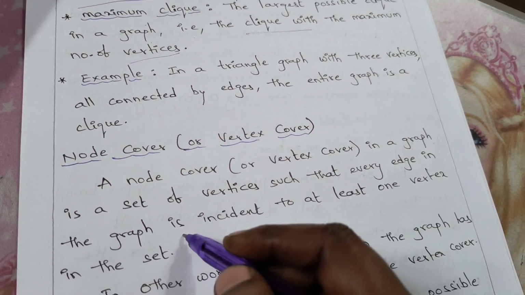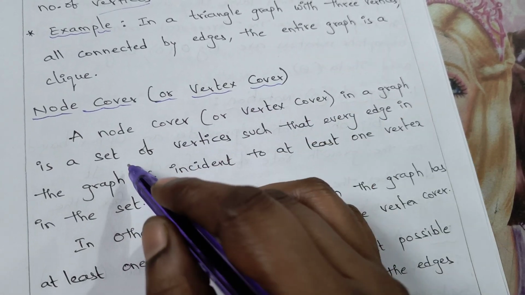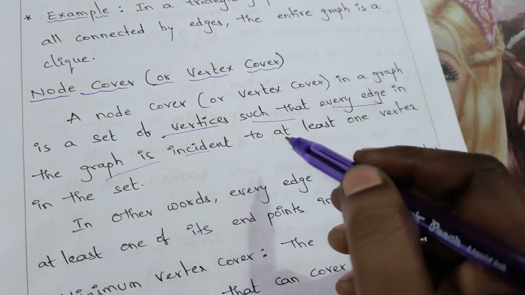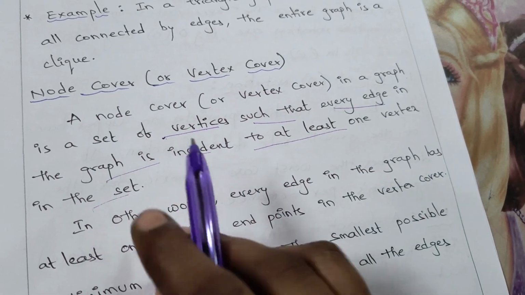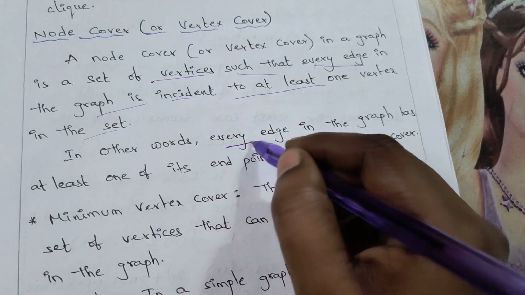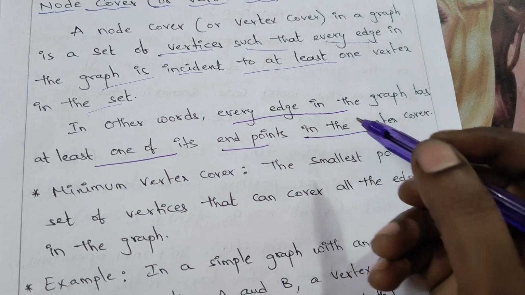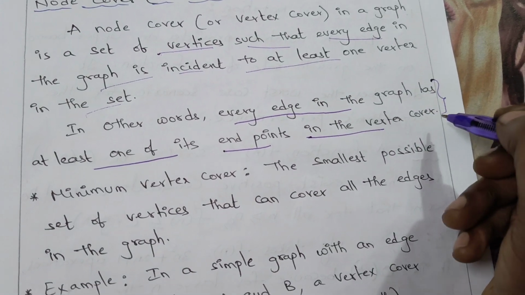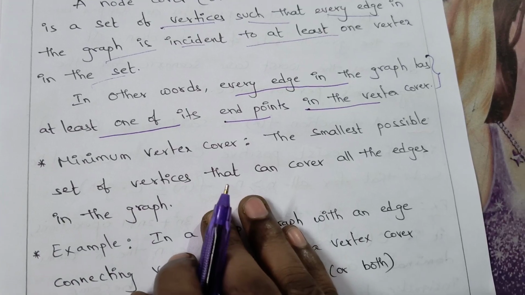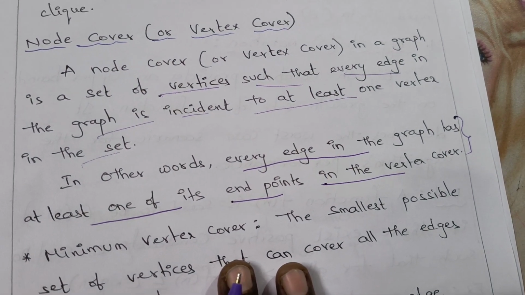And now come to node cover or vertex cover. A node cover or vertex cover in a graph is a set of vertices such that every edge in the graph is incident to at least one vertex in the set. In other words, you can say the same definition: every edge in the graph has at least one of its endpoints in the vertex cover. Here in this case also you can write these two lines. And minimum vertex cover is the smallest possible set of vertices that can cover all the edges in the graph. So these are the definitions of node cover and clique decision problem.